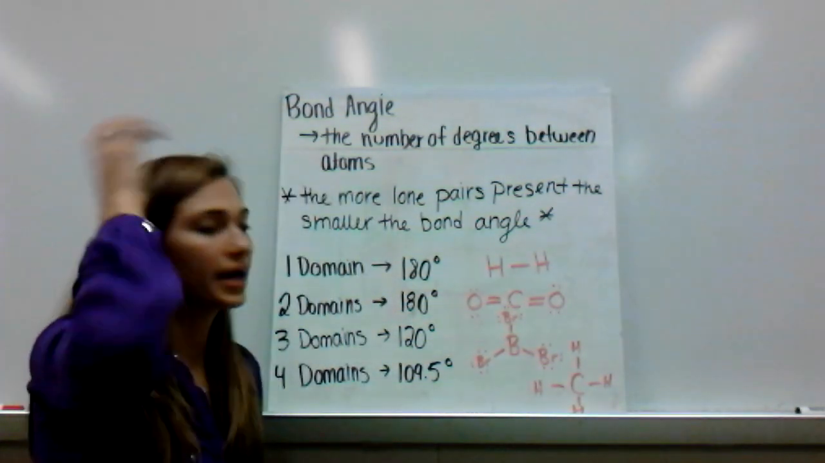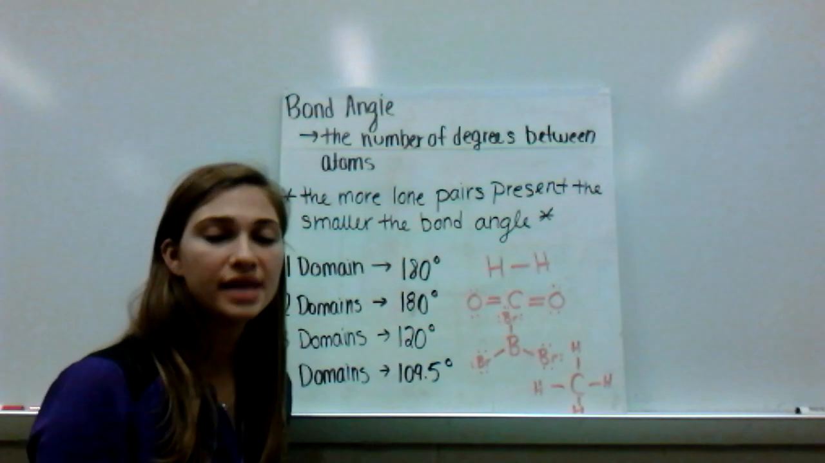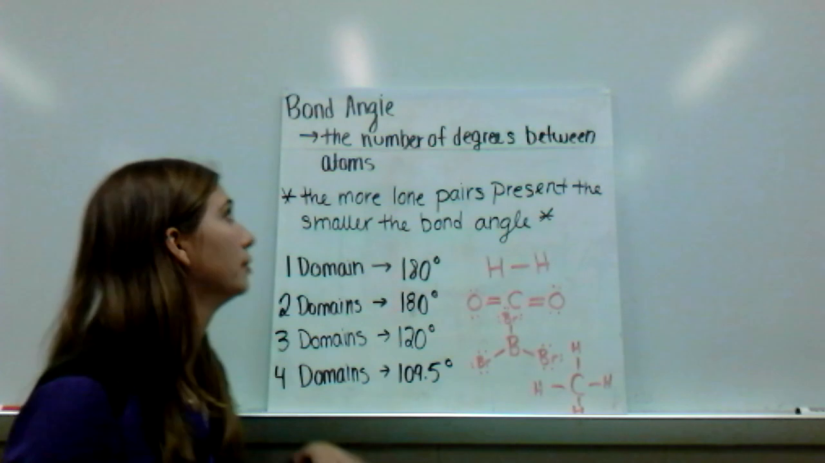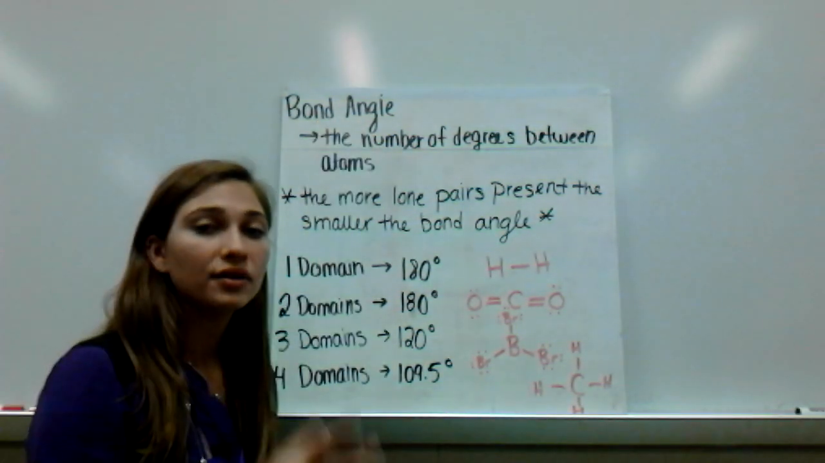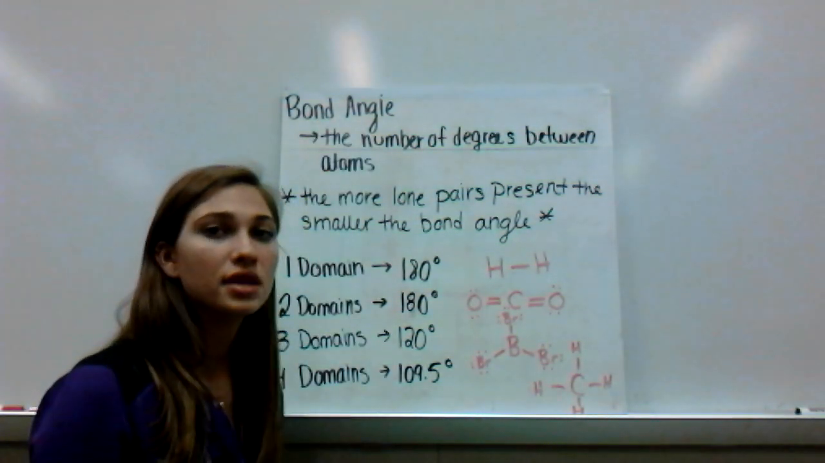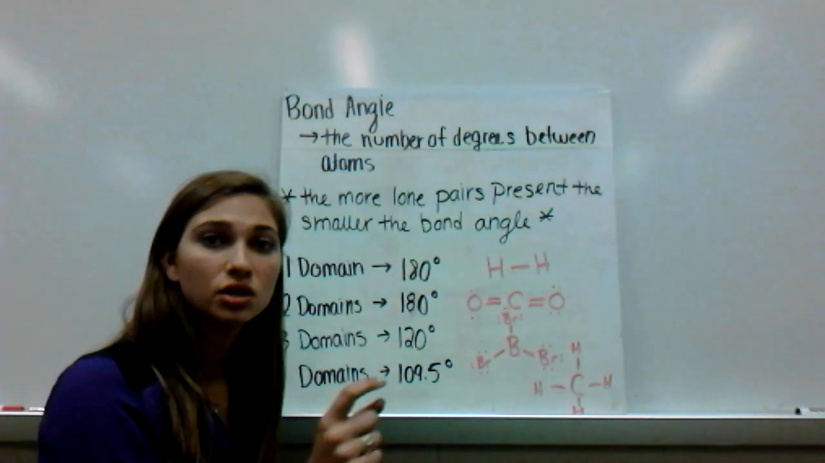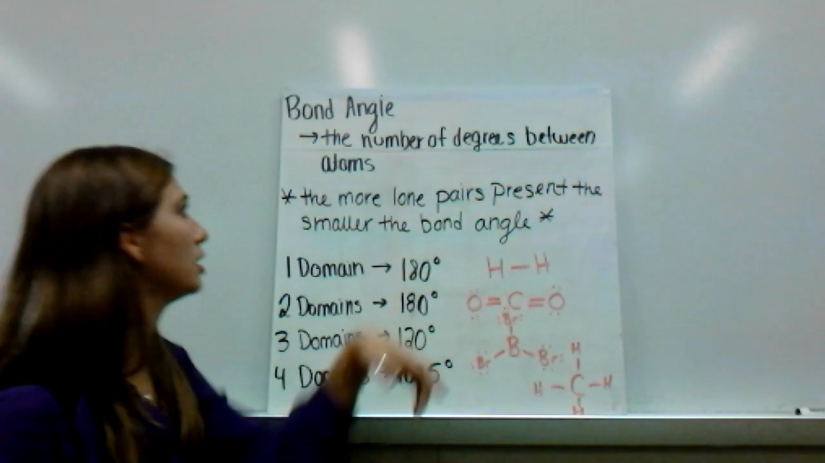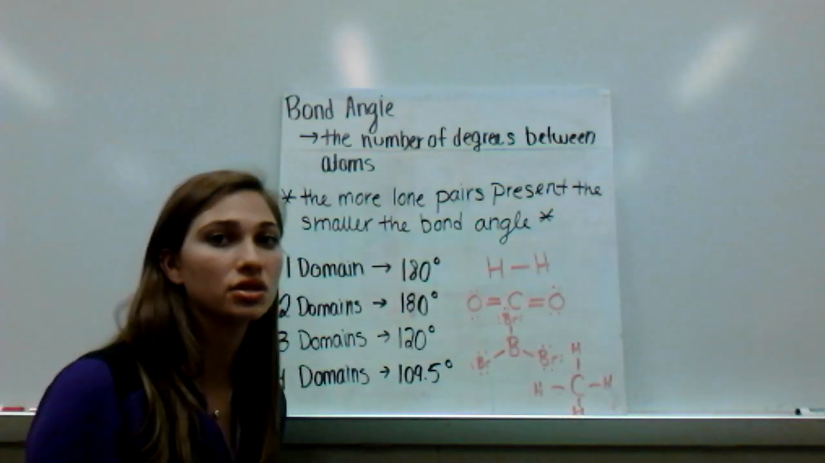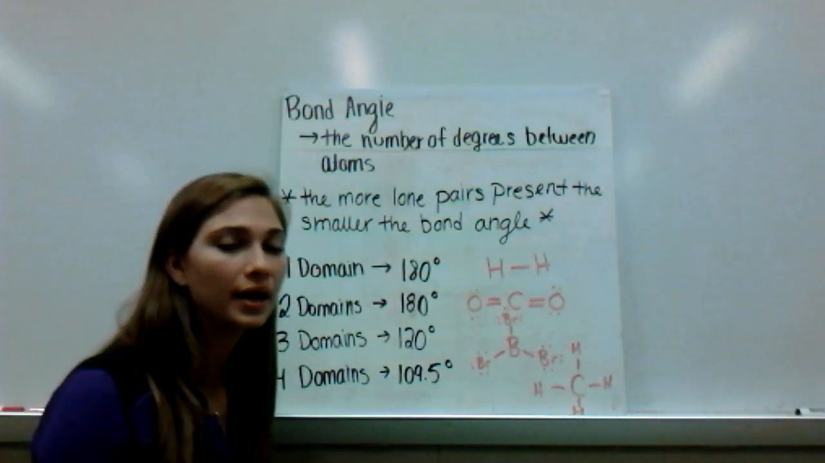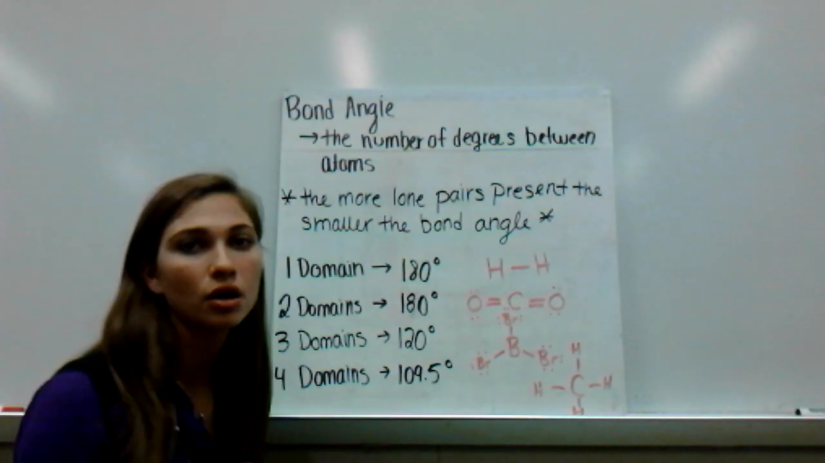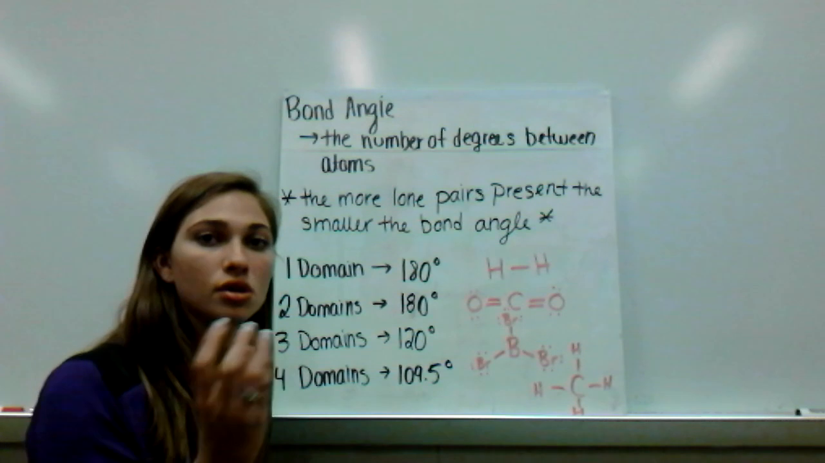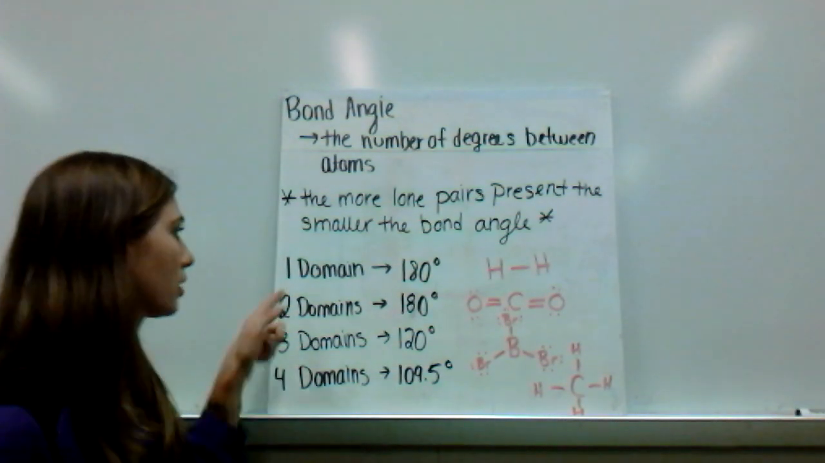Like I said before, those lone pairs are really going to make the difference in the shape of a molecule. When we think about the shape of the molecule, in between each of the bonded atoms there is an actual angle, like a degree measure, between each of the atoms. The more lone pairs you add, the smaller the bond angle, because those lone pairs spread out and take up so much space, so the atoms are pushed closer together.